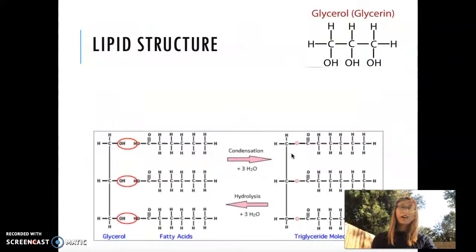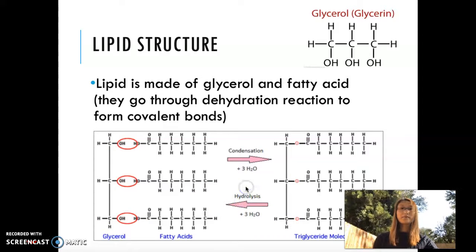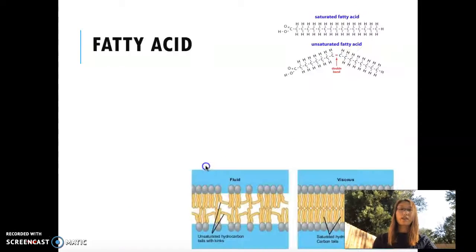Steroid hormones. So moving on, this picture shows you again we have glycerol right here. Each glycerol has an OH group attached, and the fatty acids all have an OH group as well. In order to go from glycerol and fatty acids to a triglyceride molecule, a bigger macromolecule, you go through a condensation reaction, or dehydration reaction, where water is released. Over here, three waters are released in order to form this triglyceride. The bonds formed between the glycerol and the fatty acids are covalent bonds.